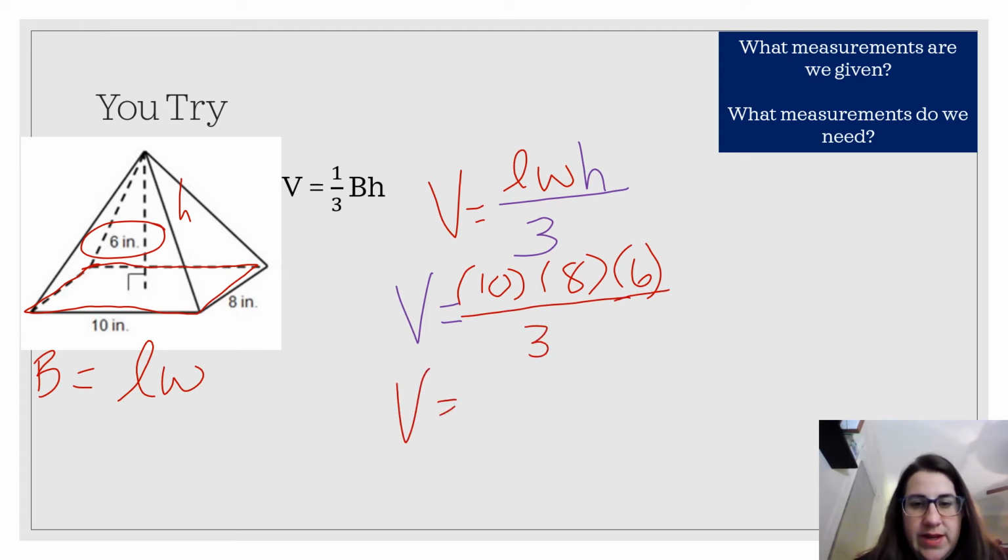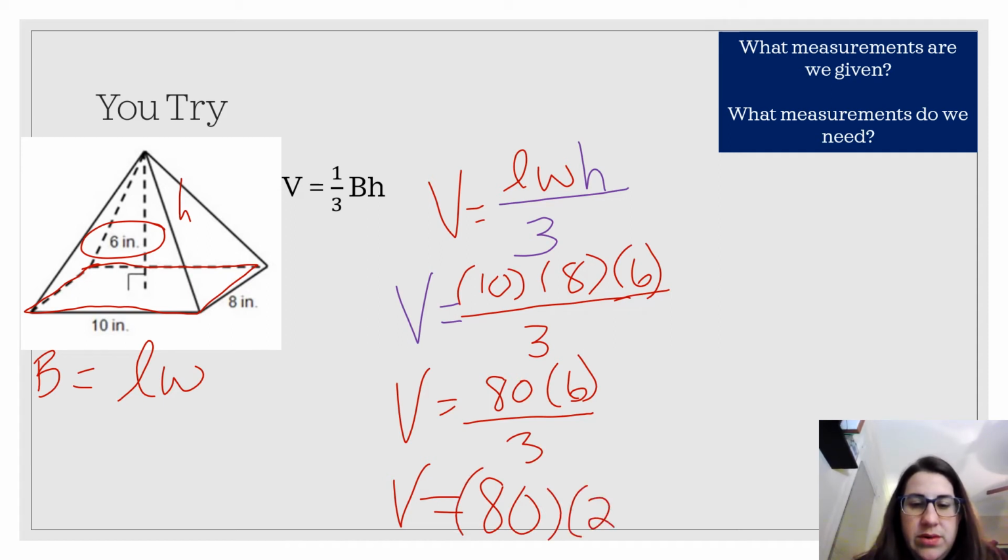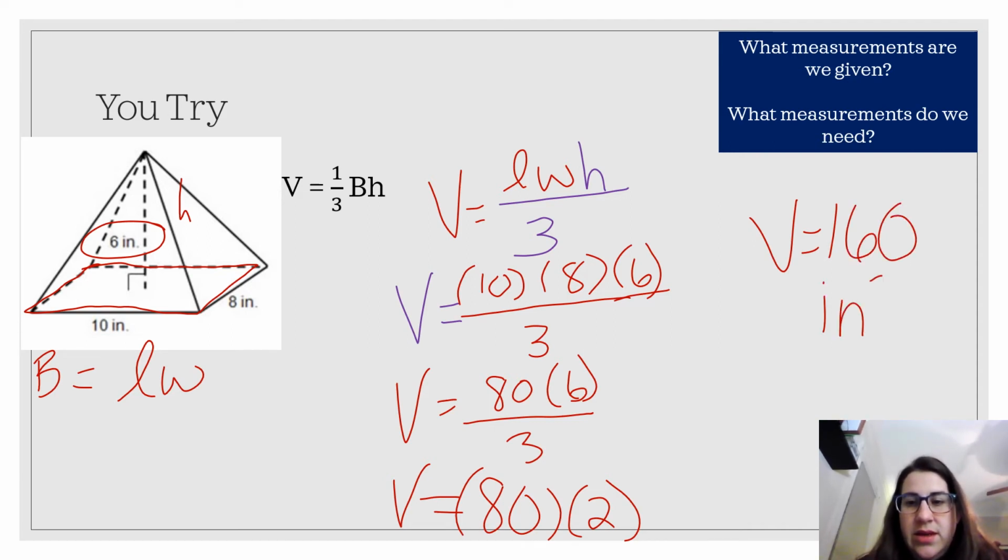So I have 10 times 8, which gives me 80, times 6 divided by 3. Six divided by 3 is 2, so I have 80 times 2, which gives me my volume of 160 inches cubed.